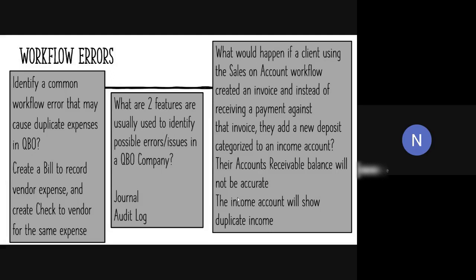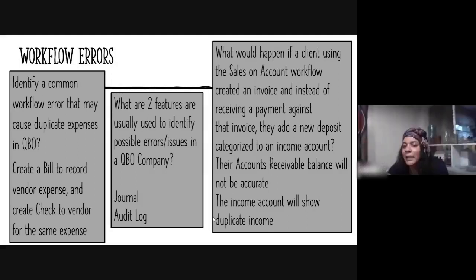These 2 things. One, your accounts receivable balance would not be accurate because you're going to still show that money's owed to you, although your client did pay you. And the other thing is your income account will be duplicated. So we saw here an example of duplicated expense. This would be an example of duplicated income.